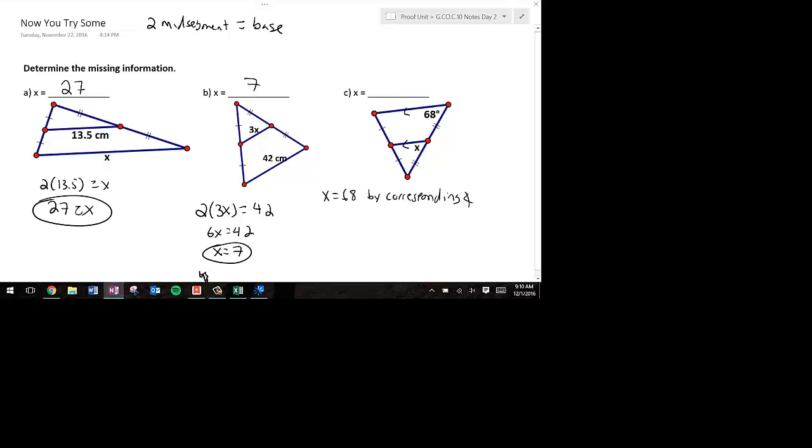And in our final one, we notice we're trying to solve for a missing angle. Since the other big crucial part is that our midsegment is parallel to the base, that allows me to have corresponding angles in those two corners right there. And that allows me to say that x equals 68 degrees because of those corresponding angles.